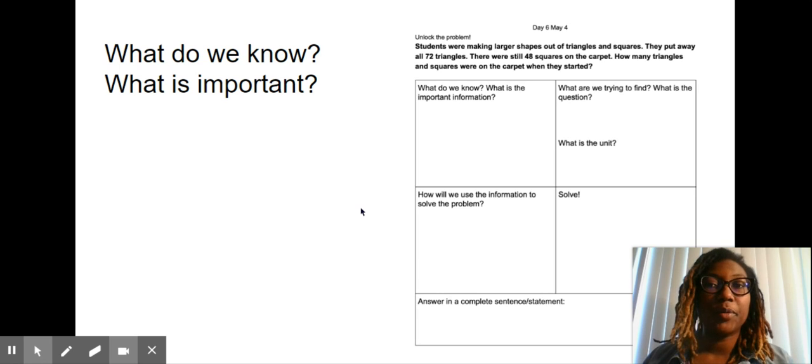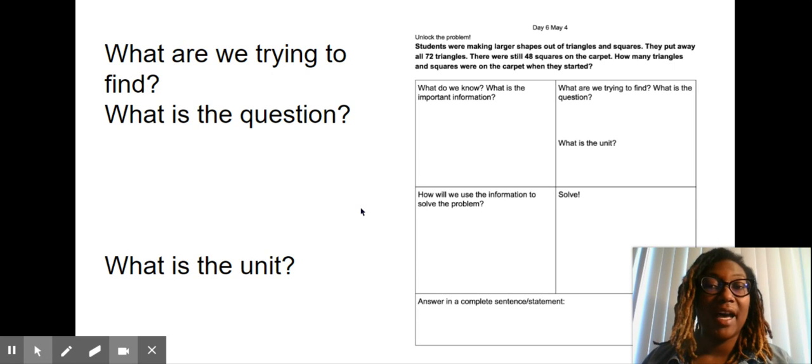Okay, so first we have to think about what do we know and what is important. So looking at the problem, what do we know? I know that the students put away 72 triangles, but they still had their 48 squares on the carpet, right? And I think that's really important to know because I'm trying to figure out how many triangles and squares were on the carpet when they started.